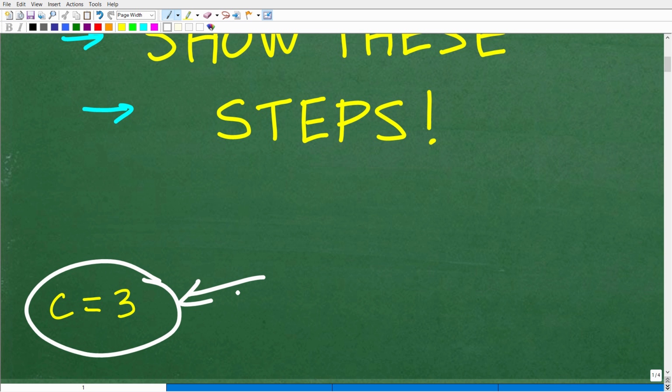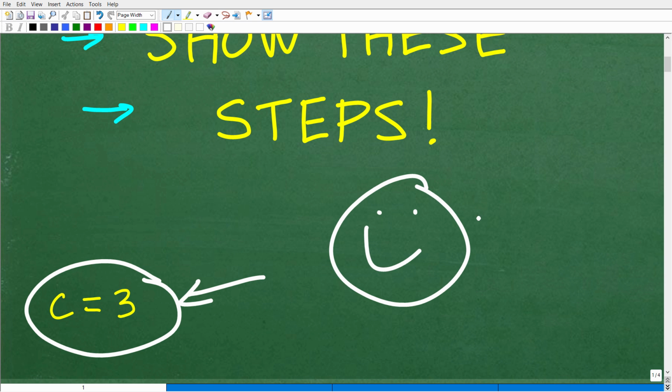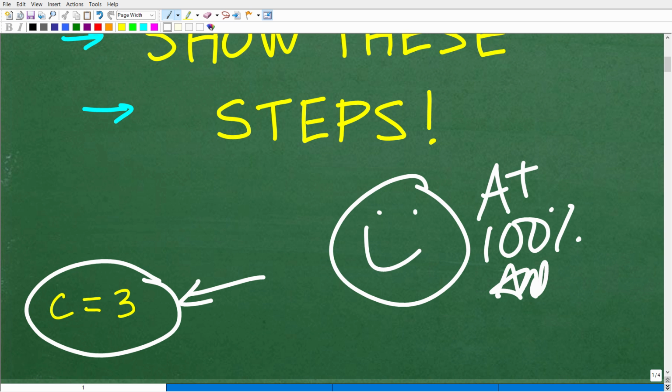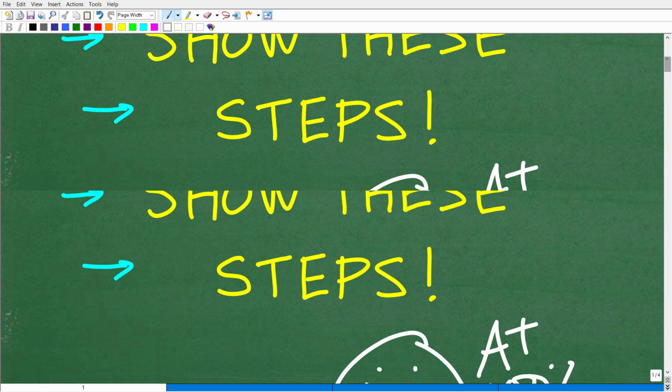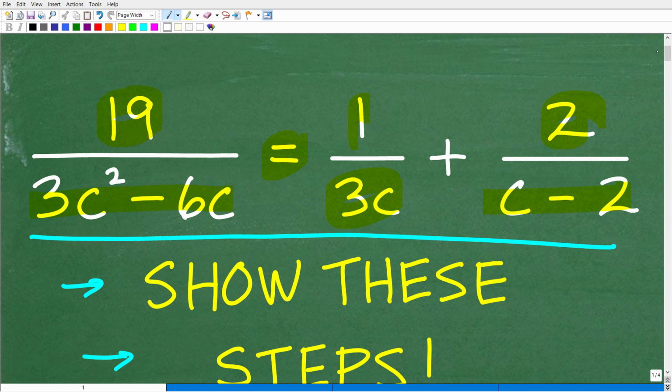Okay, so how did you do? Well, if you got this right, that is fantastic. We have to celebrate by giving you a nice little happy face, an A plus, a 100%, and multiple stars. So you can tell your friends and family that indeed you are a certified professional expert in the area of solving rational equations, because that's what this is.